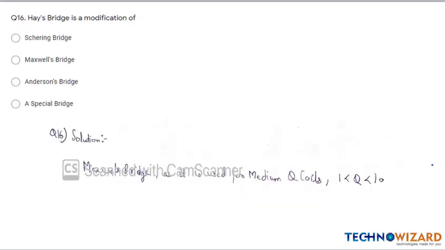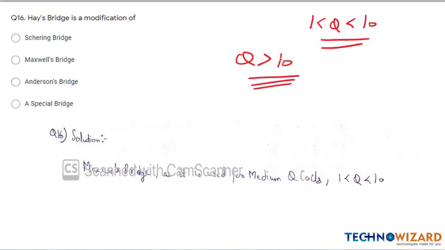Question number 16. Hayes bridge. Hayes bridge is a modification of Maxwell's bridge, because Maxwell's bridge is only used for quality factors from 1 to 10, and the Hayes bridge is used to measure inductances for higher quality factors, that is greater than 10.